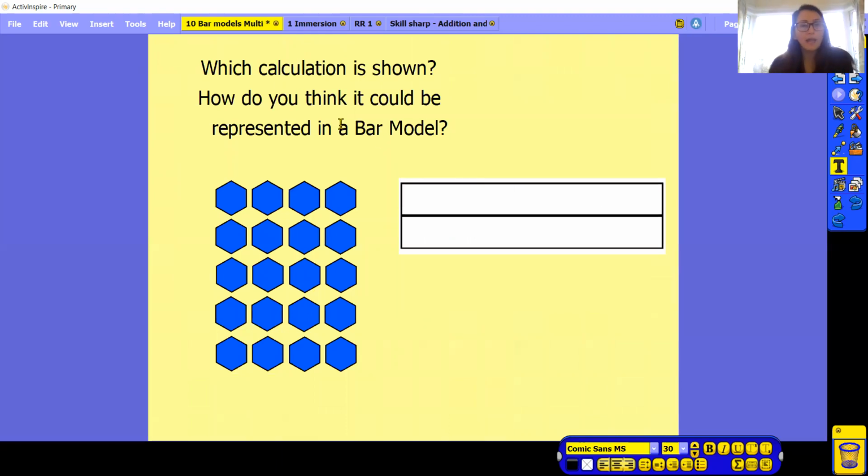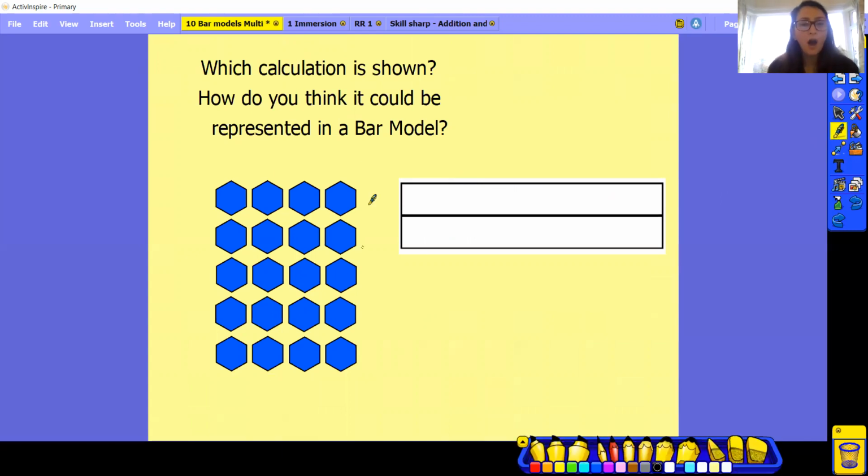So what calculation is shown? How do you think it would be represented in a bar model? So we've got our arrays here. Can you say that for me? Arrays. Brilliant. Okay. So first of all, let's see how many rows we have. We have 1, 2, 3, 4, 5. And in each row there is 1, 2, 3, 4.